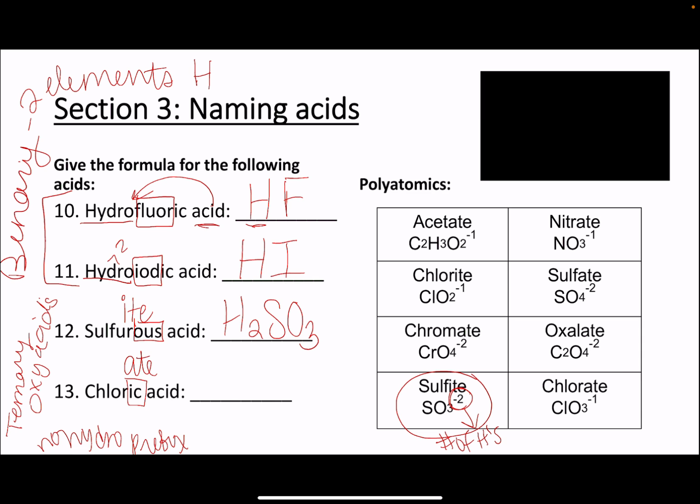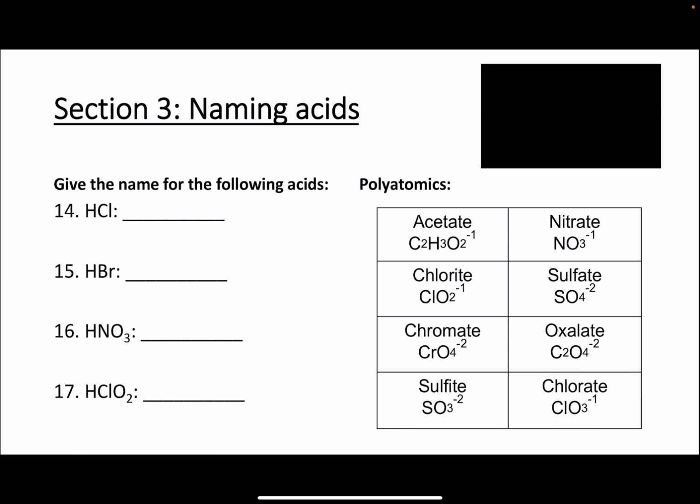So we're going to look for chlorate. We see it's on the bottom here. This one lets us know the number of hydrogens. So that means we'll just have 1, and then we'll copy down the rest of it. So we have 1 HClO3 for chloric.